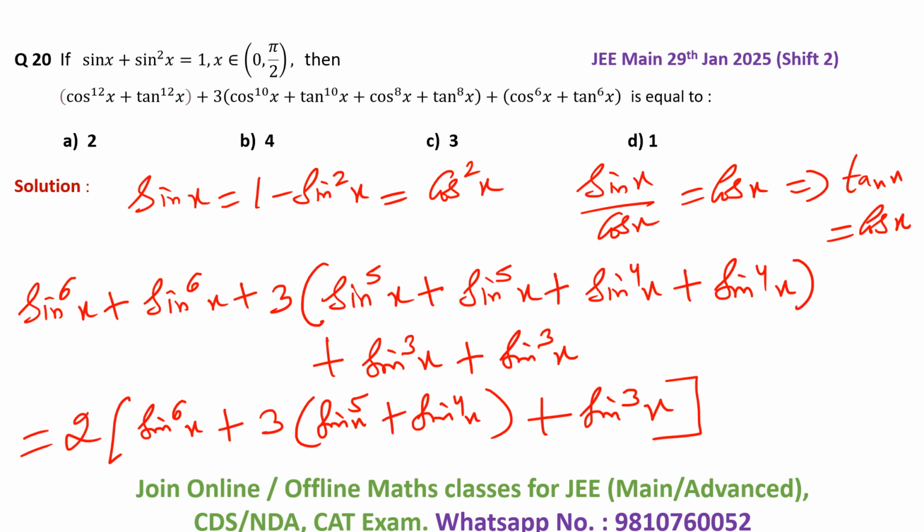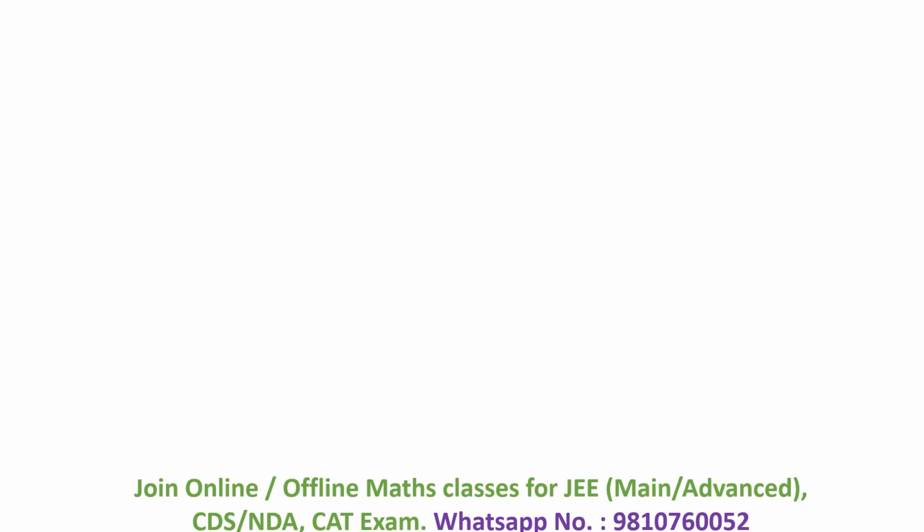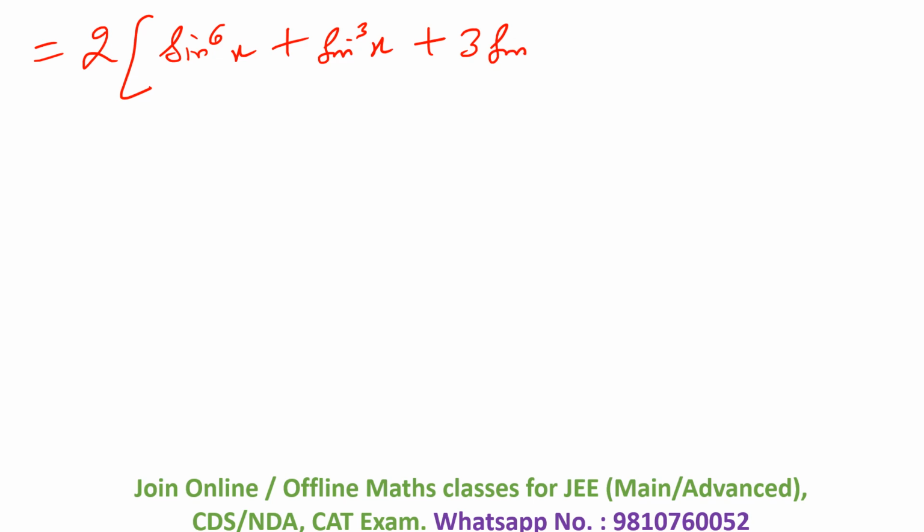Now we move further. Now students, this expression can further be written as 2 times inside the bracket sin x power 6 plus sin cube x plus 3 times, I am taking out sin cube x common from the bracket containing the terms sin x power 4 plus sin x power 5. This is an important step. Look carefully. I am taking out sin cube x common. Now inside the bracket, I will be having sin x plus sin square x, right?